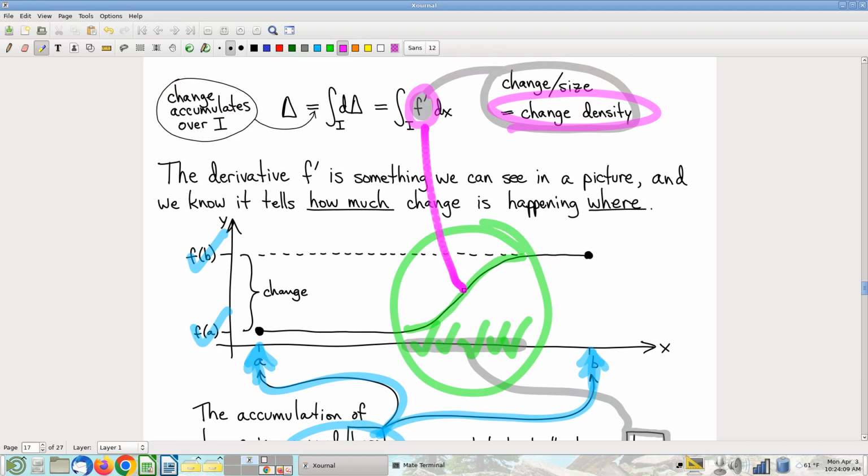So for the derivative here, I just look at the derivative at that point. It's kind of steep there. There's a lot of change happening at that point. By comparison, over here there's a little bit of a slope. It's not a lot, but there's a little bit of change happening there, but not as much, because f prime is lower at that point and f prime is higher at that point. So f prime, aka the integrand, aka our density, tells us where the accumulating quantity is happening.